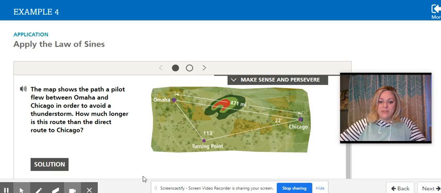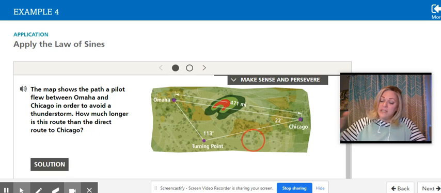In example 4, there's an application problem, and honestly, this problem is just the same as all the rest we've been doing. So you take the angle, sine of that angle, over the opposite side, sine of an angle over the opposite side. So when we solve, we would get this opposite side, okay? But in this case, it says how much longer is the route than the direct route to Chicago? So here's Chicago, here's the direct route, we know that. But what if they went this way? So not only do you have to find this side, but you would also have to find this side.